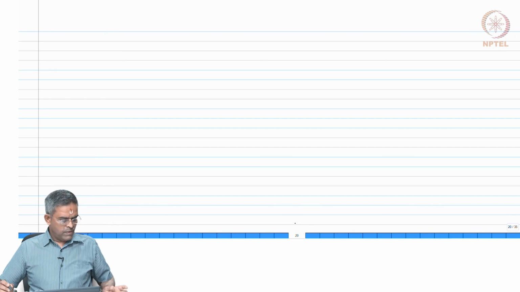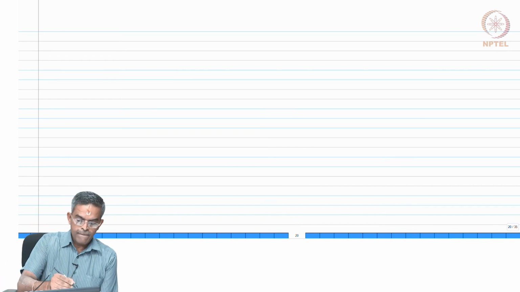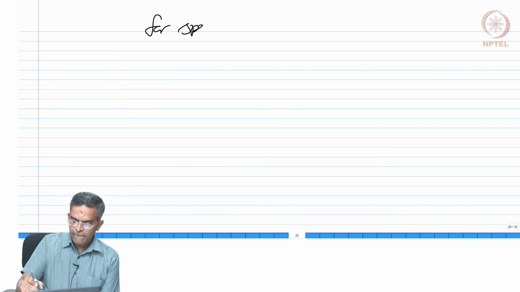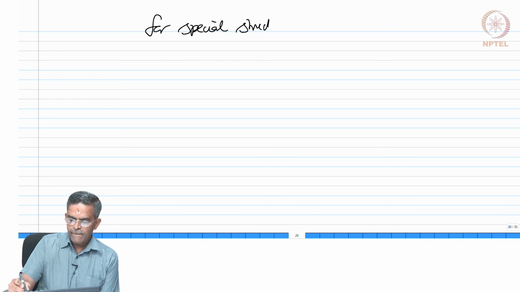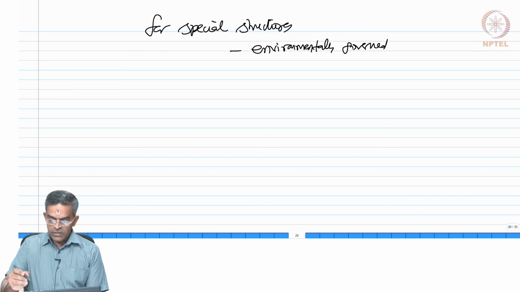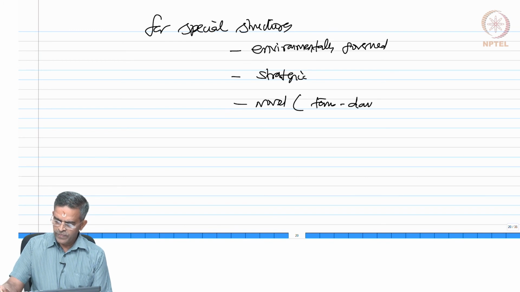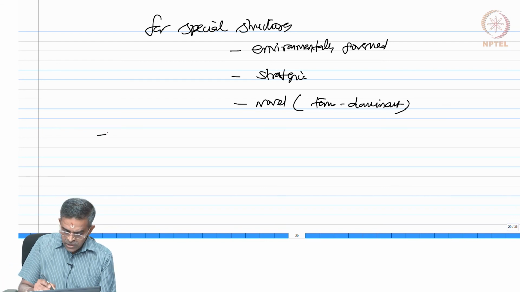Now friends, we have learnt that special application structures, which are environmentally governed, which are strategic, which are novel in terms of form dominant, are usually subjected to a 3-dimensional stress state, is it not?